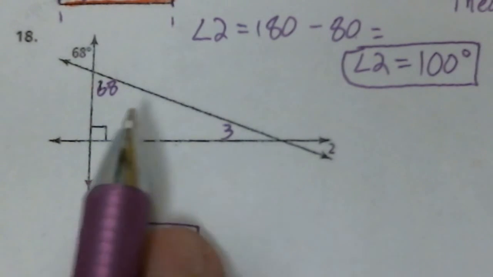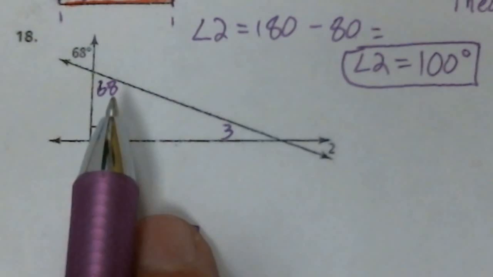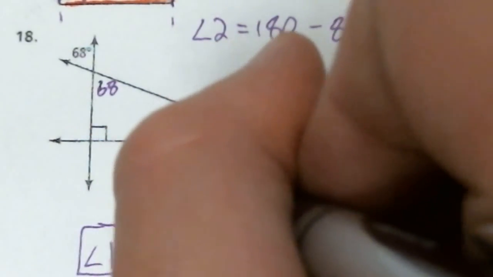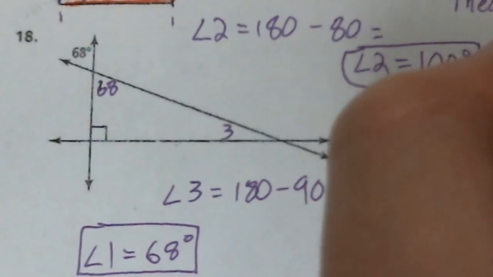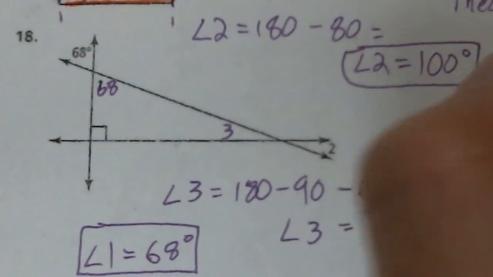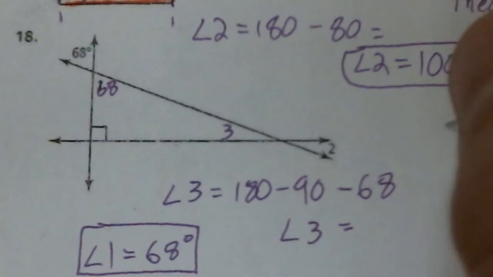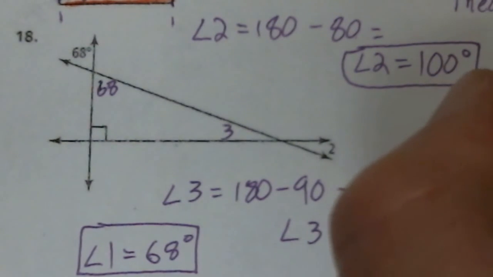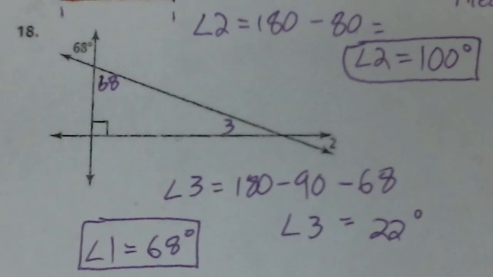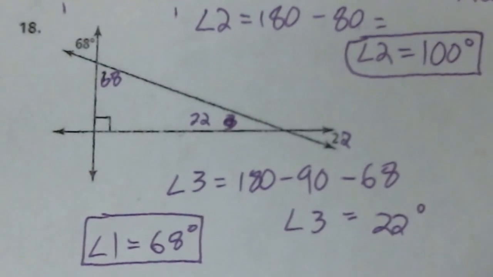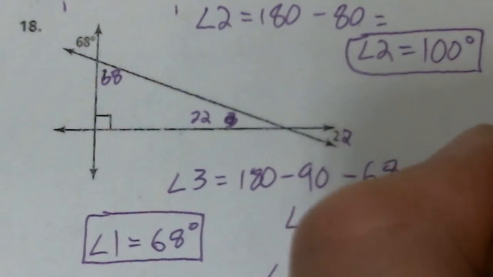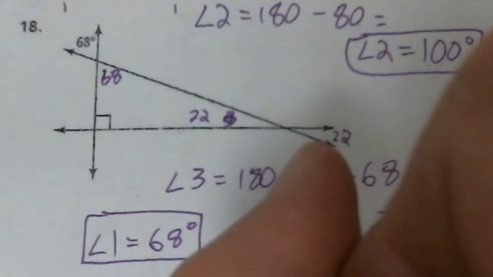If I want to find 3, then this is just the triangle sum theorem. I got 2 of the 3 angles of my triangle, so to find 3, I'll say angle 3 is equal to 180 minus the 90 degree right angle minus the 68 that we just found. And angle 3 is going to be equal to 22 degrees. Okay, but that's not what they asked us for. They asked us to find 2. If this guy is 22 degrees, then this guy is vertical angles, so angle 2 also has to be 22 degrees, vertical angles.